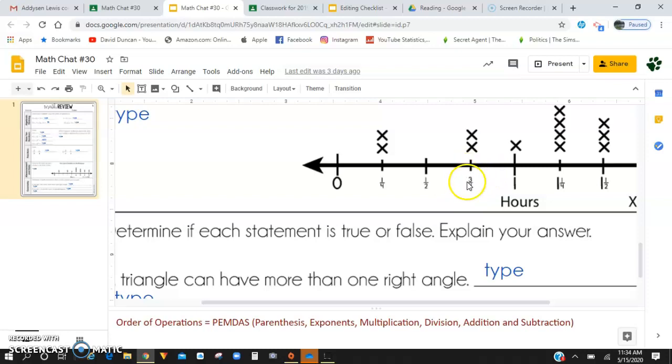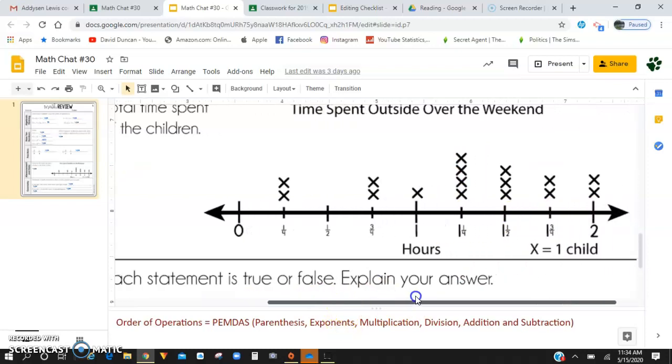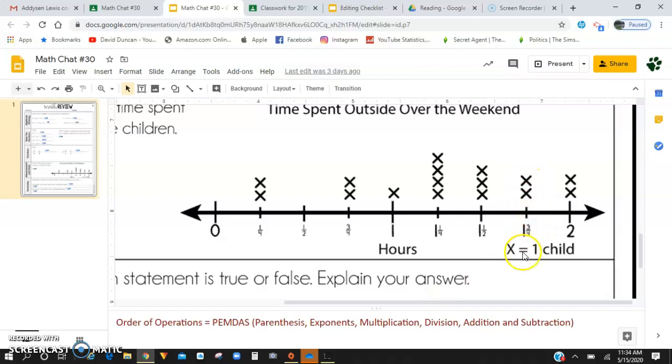Over here for 3/4, this means I have two 3/4. I have one 1 1/2. I have four 1 1/4s, three 1 1/2s, two 1 3/4s, and two 2 2/2s.